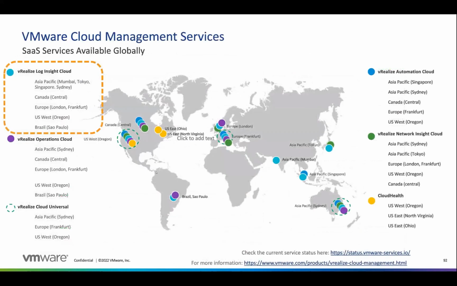The locations we have right now for our VMware Cloud Management Services for LogInsight Cloud are Asia Pacific, Canada, Europe, US West, and Brazil. Those are the locations for that SaaS service that we have globally. And that's where the events from AVS would be going, to any of those LogInsight Cloud instances running on our AWS cloud.